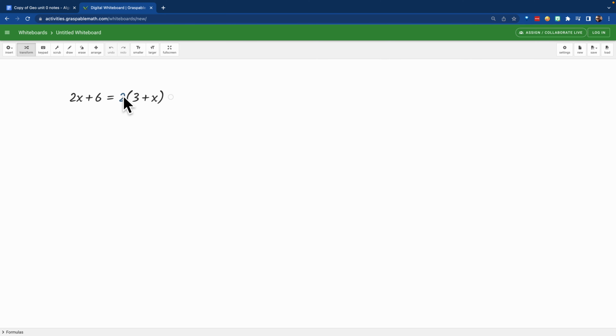around. So I'm going to multiply the 2 inside the parentheses by dragging it in there. After I've dragged it, I kind of notice something. I notice that it's the same thing on both sides. In other words, I have 2x plus 6 equals 2x plus 6.